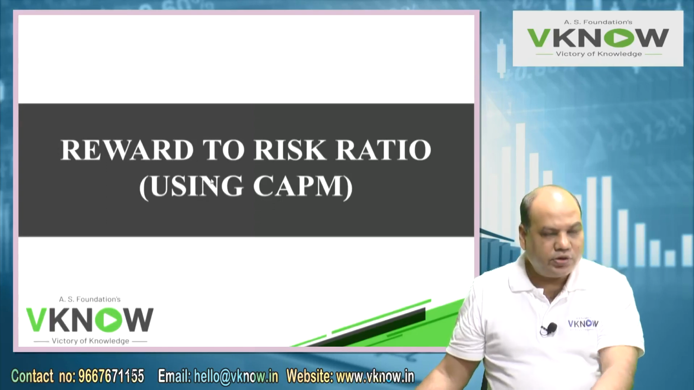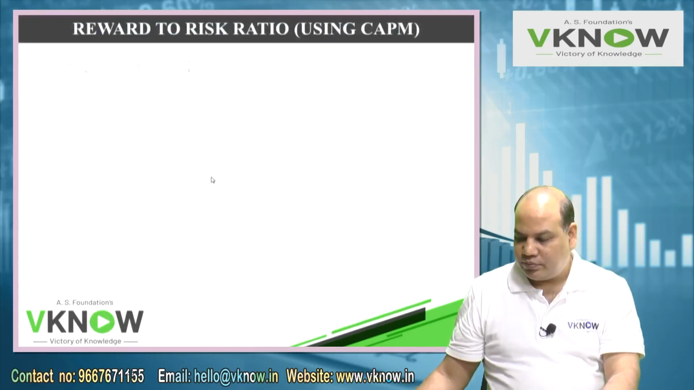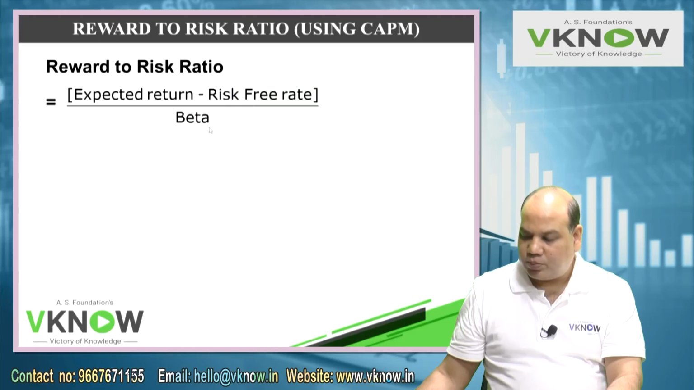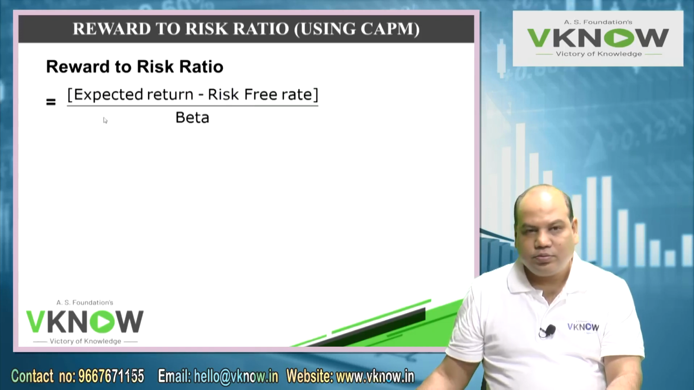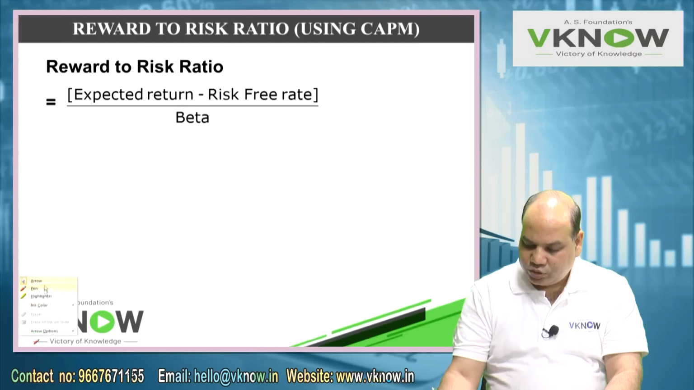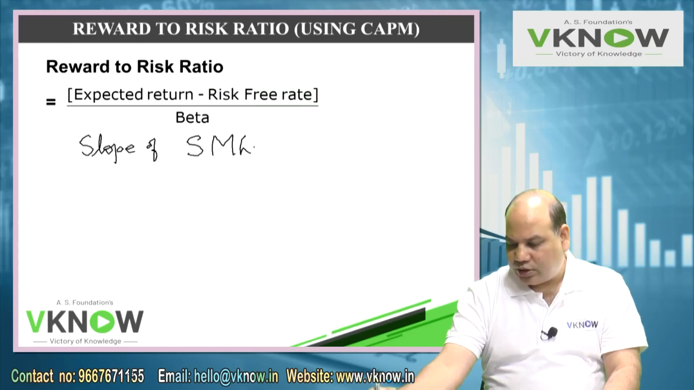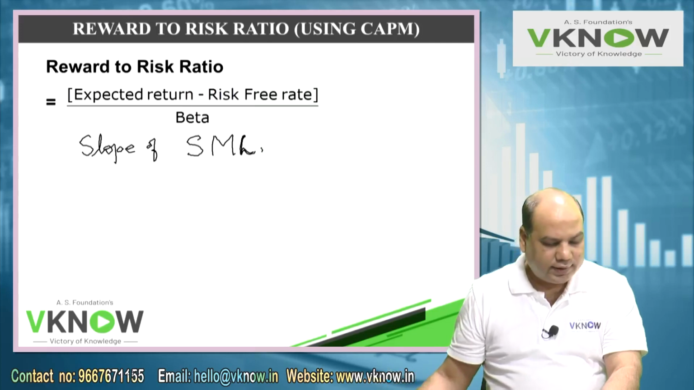Next is reward to risk ratio using CAPM. Reward to risk ratio is expected return minus risk-free return upon beta. For all the stocks which are in equilibrium, the reward to risk ratio is same. You can just mention there, also called slope of security market line.